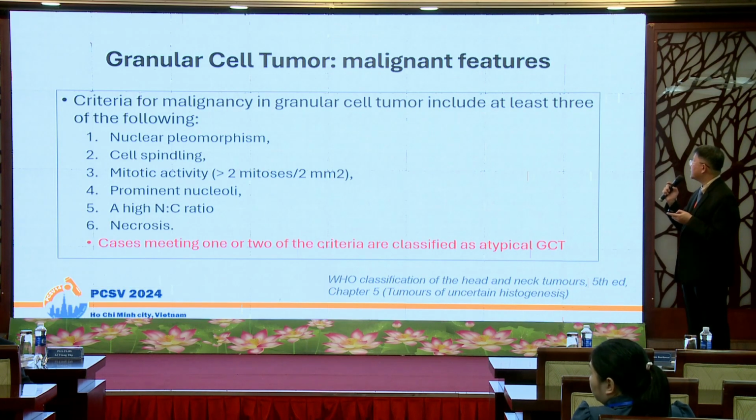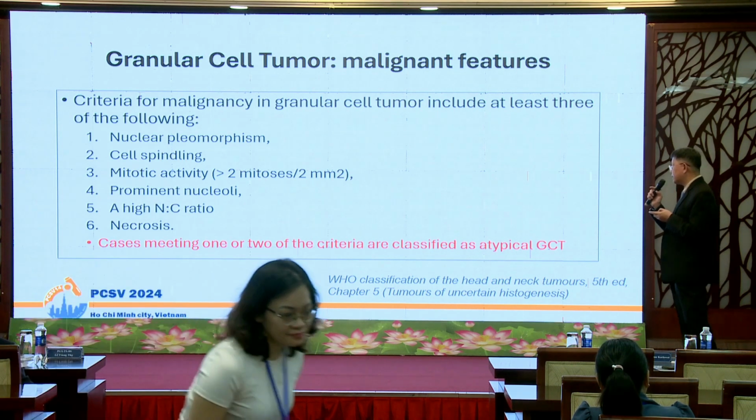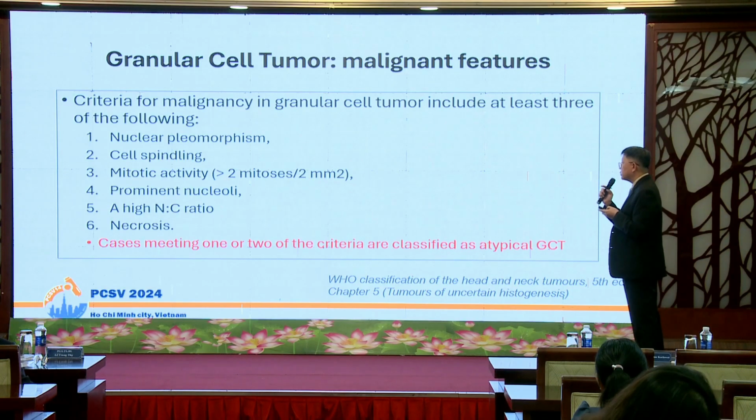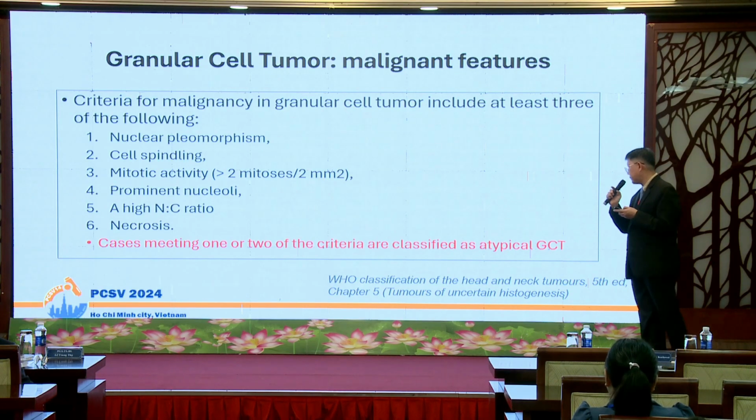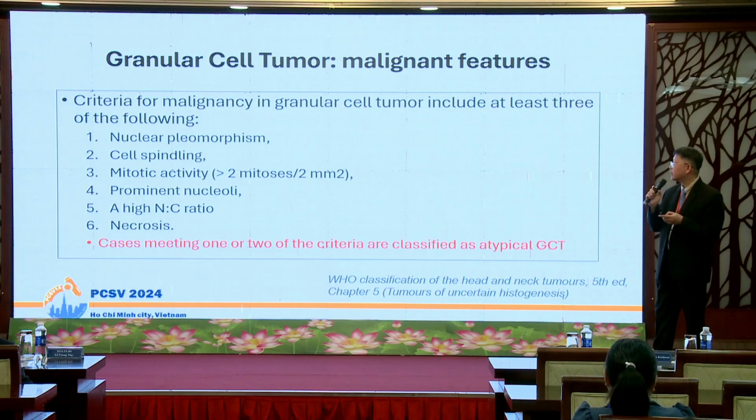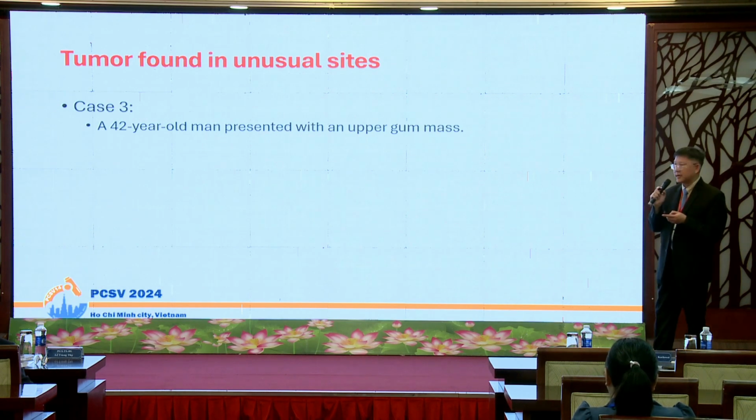So these are the malignant criteria for this tumor. You need at least 3 of these features to call it malignancy: nuclear pleomorphism, cell spindling, mitotic figures more than 2 mitoses per 2 square millimeters, prominent nucleoli, high N/C ratio, and necrosis. But if you see only 1 or 2 of these criteria, you can call it just a typical granular cell tumor. Now we go to the next case.